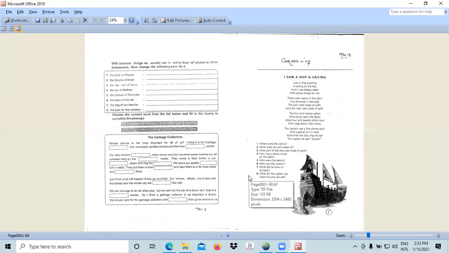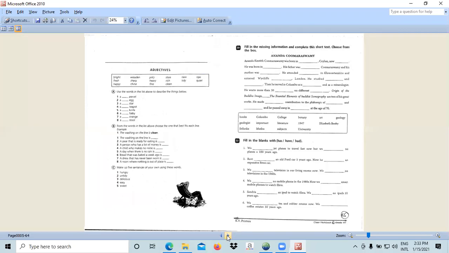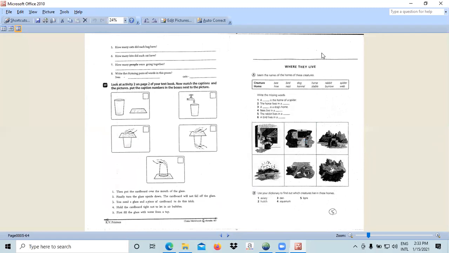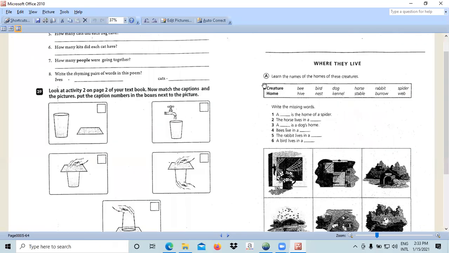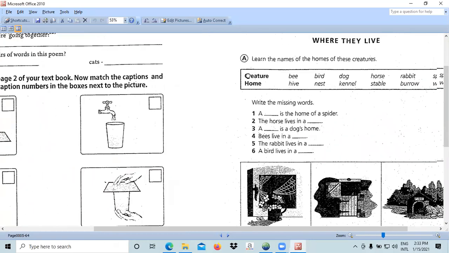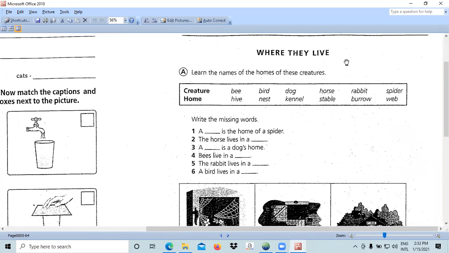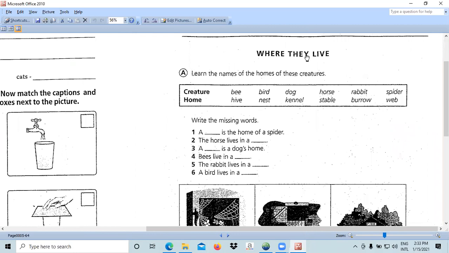So in your books, you can turn to page number 5. Page number 5 in your books. So we have a topic like this. Our topic is where they live.